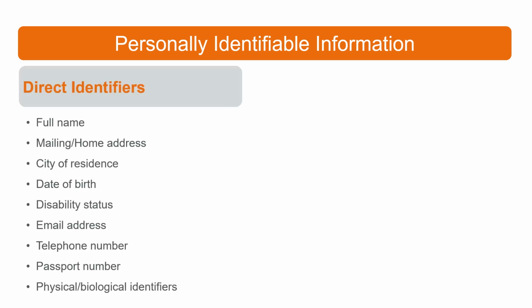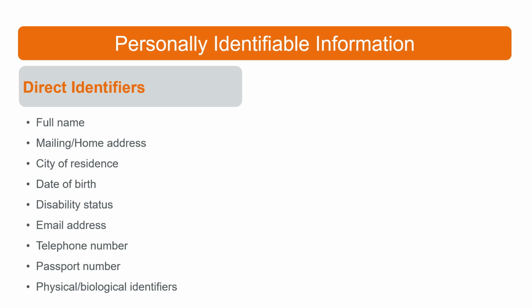The first are direct identifiers, which includes information such as the individual's full name, a mailing or home address, city of residence, dates relating to the individual such as date of birth, disability status, email address, telephone number, passport number, physical or biological identifiers, physical appearance through photo or video data collection, fingerprints, DNA, etc.